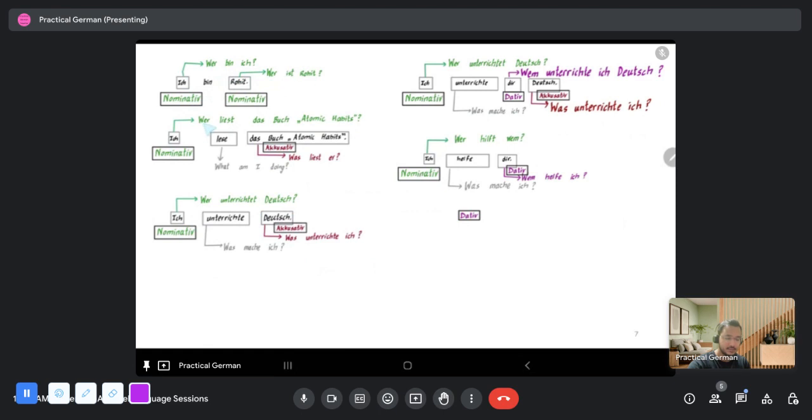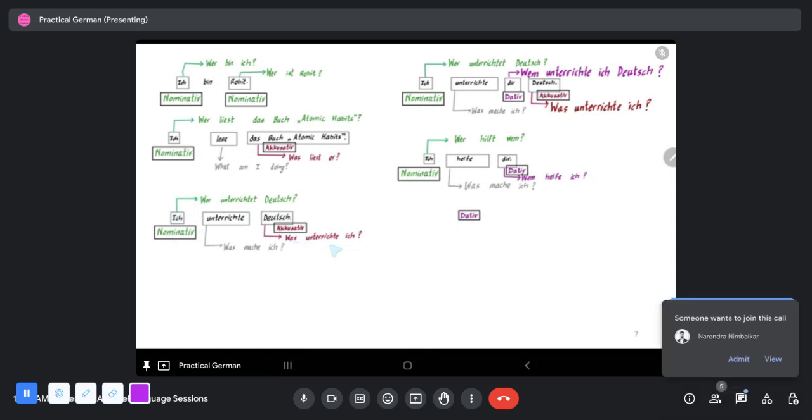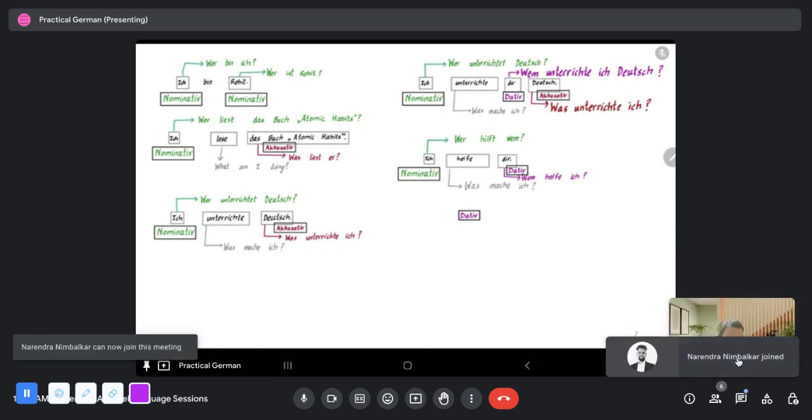Manjusha? Please read this sentence. Wer liest das Buch Atomic Habits? Right? Again, the question is wer. Please read this one. Was liest er? Again, was is the question. What? Was? Okay. Wer unterrichtet Deutsch? Yes. It's wer, that's why nominative. This one. Was unterrichte ich? Was mache ich? Yeah. Wer unterrichtet Deutsch?